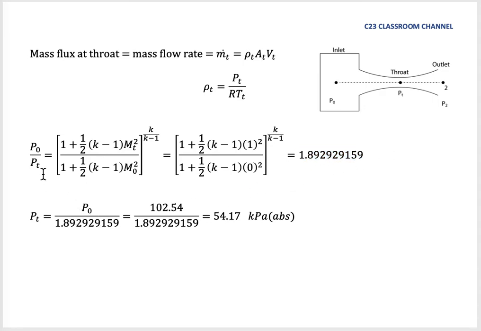And then we could calculate the pressure at the throat by rearranging this equation, so it becomes 102.54 divided by 1.89, and we could get the pressure at the throat is 54.17 kilopascal absolute.